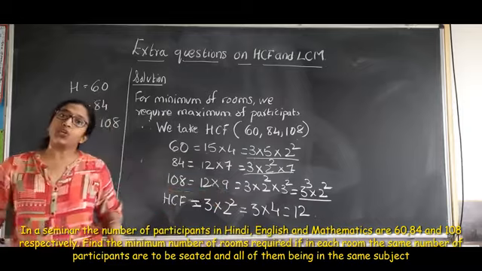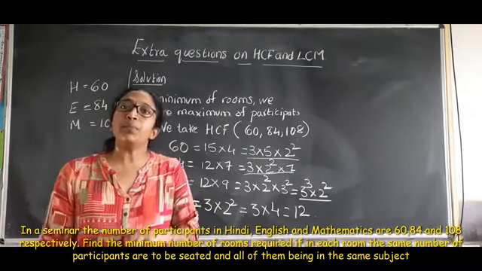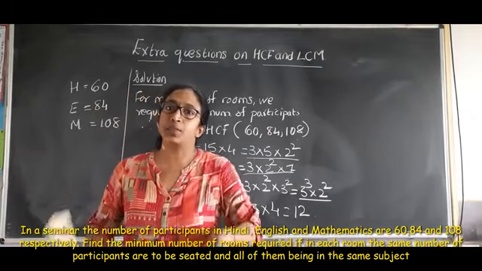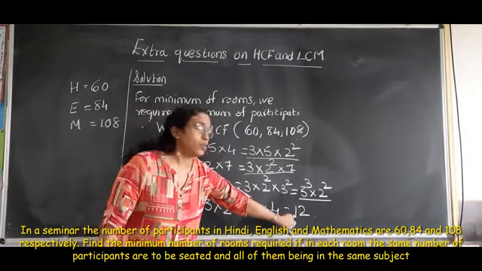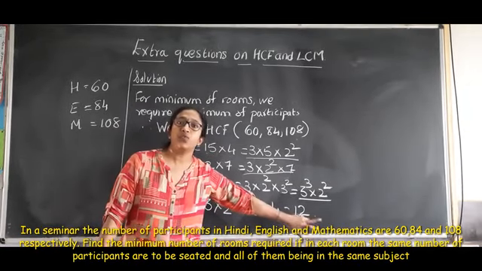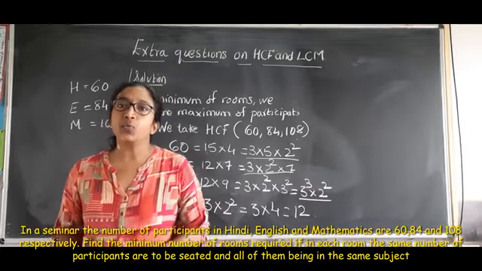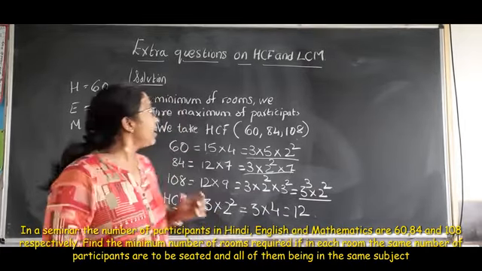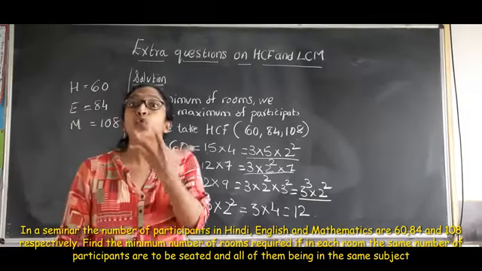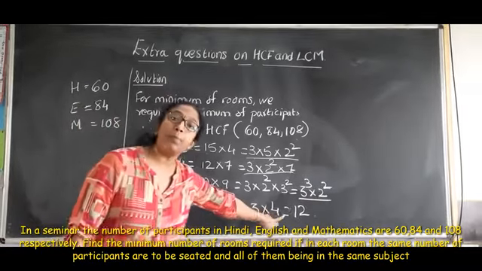So here we got 12 as the maximum number of participants that can be in a room. But they are asking for the minimum number of rooms. This is not the answer yet, because 12 is the number of participants per room.